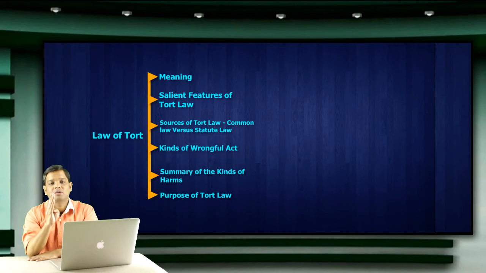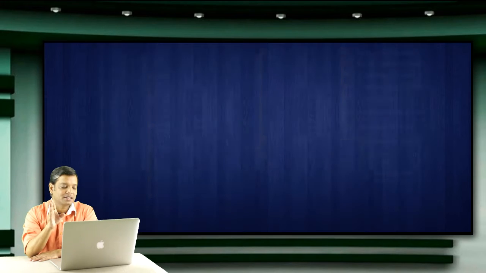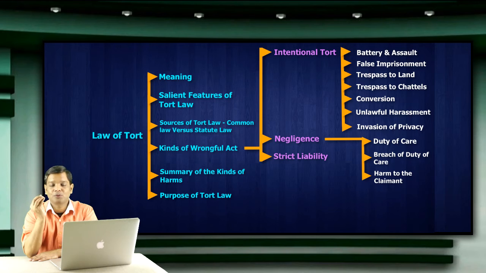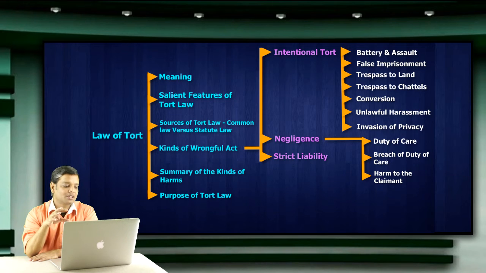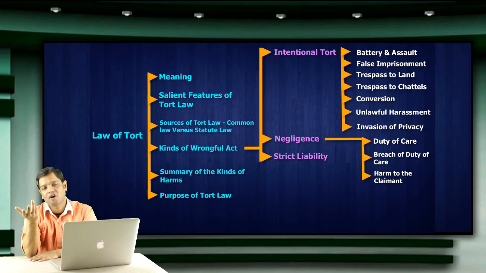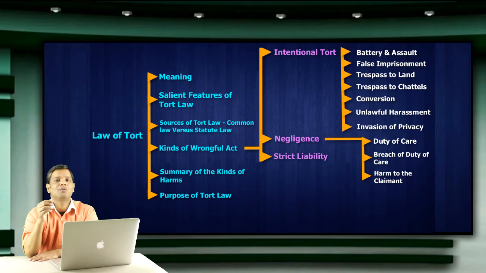Now, come one step ahead. Under the kinds of wrongful act, we had discussed three types of wrongful acts. That is intentional tort, means something done intentionally. Second one is negligence, means something wrong happened with others because of your act, but you were not aware of that fact, or you were negligent about that. The third one is strict liability.